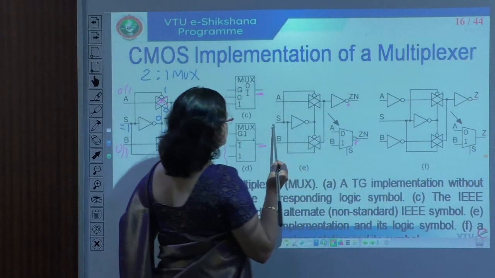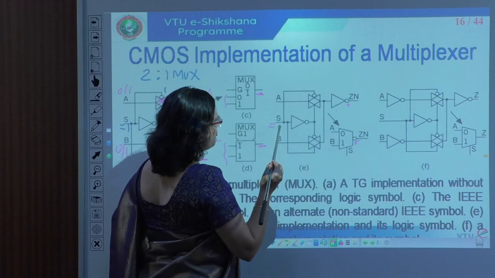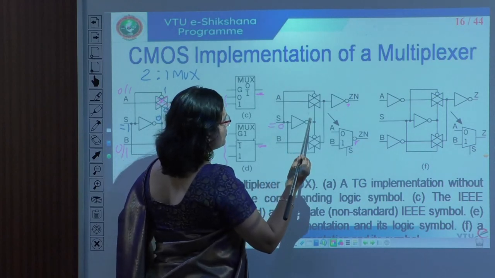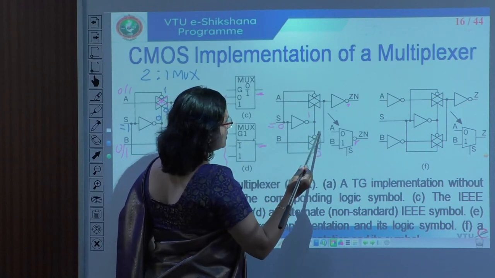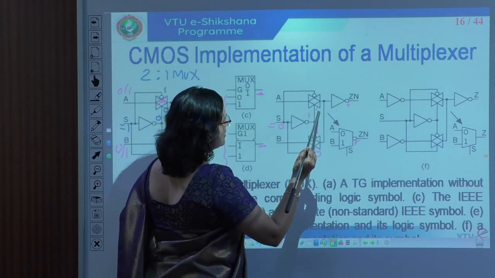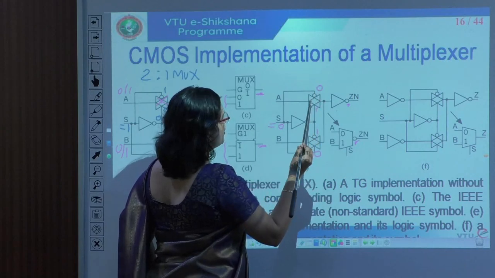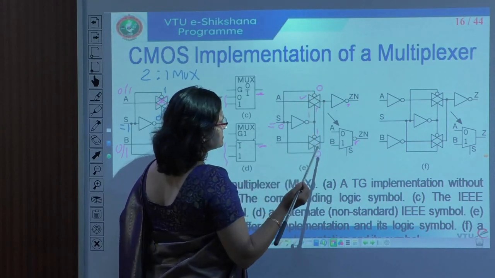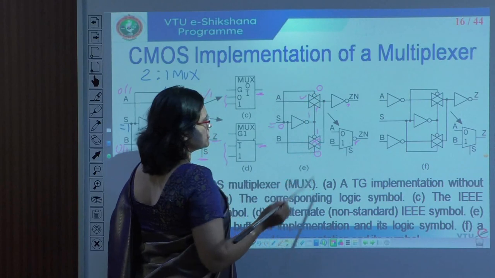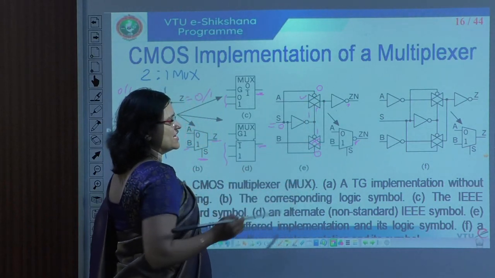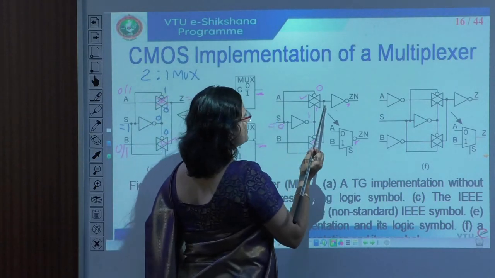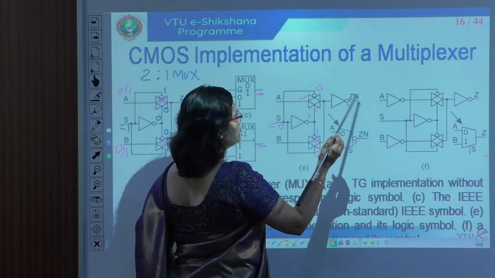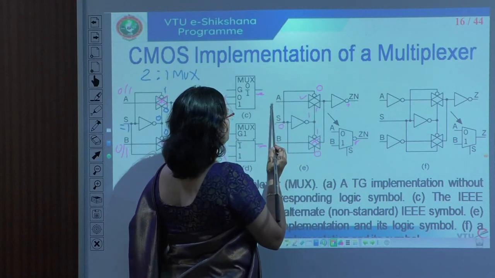So, when S is equal to 0, for example, this will be 1. So, this will be 0, this will be 1, again this will be 0. So, this particular transmission gate is turned on, whereas this transmission gate is off when we apply S equal to 0. So, when you apply S equal to 0, whatever value you give, we are going to get the inverted version at the output side.